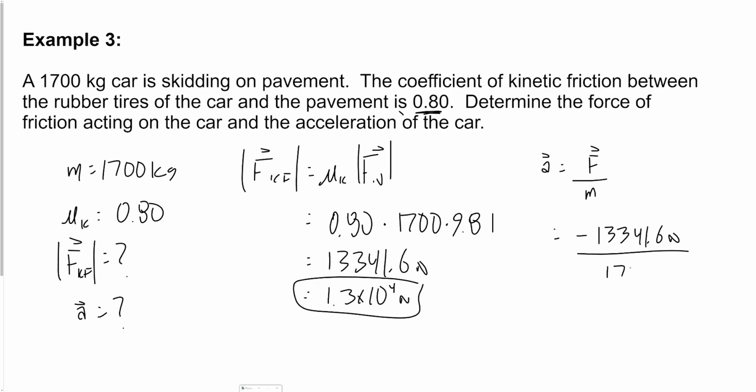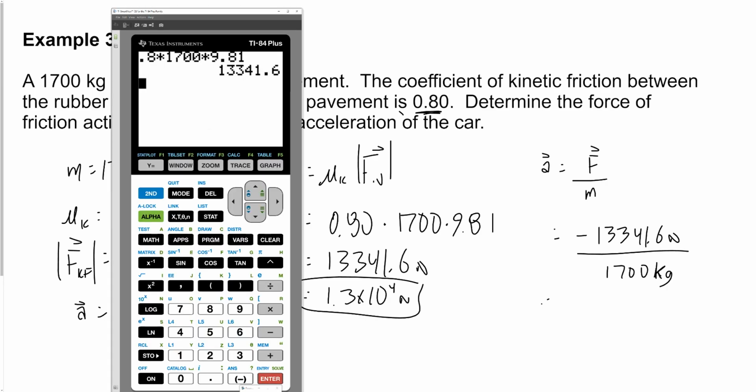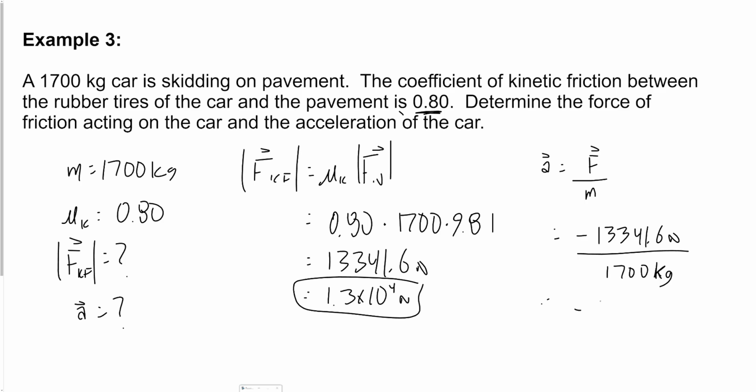Divide that by 1,700 kilograms, and that gives me a value of negative 7.8 meters per second squared. I could have also said newtons per kilogram. I get a negative value of acceleration. What does it tell me? It's completely consistent. What does it tell me?